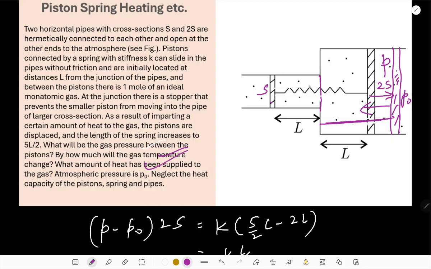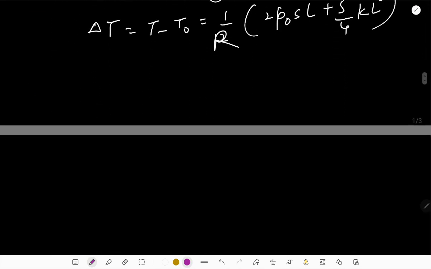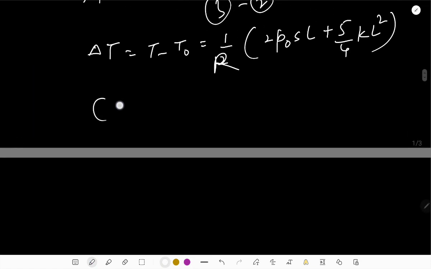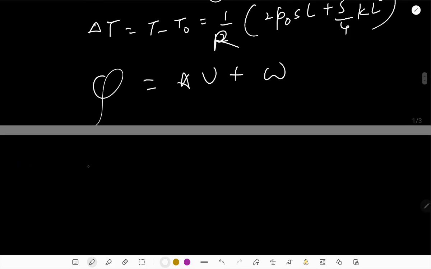The heat needs to be found, and it can be done only by using the first law of thermodynamics. You can do nothing else to find the value of heat. And Q: delta U is 3 by 2 nR delta T, where n equals 1, plus the work done by the system. So the system has done work on the surroundings. The spring has worked half K, L by 2, square.